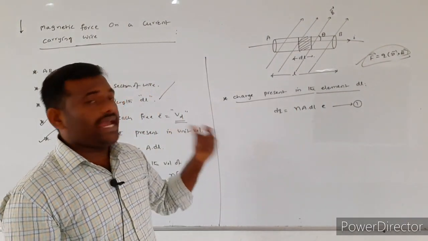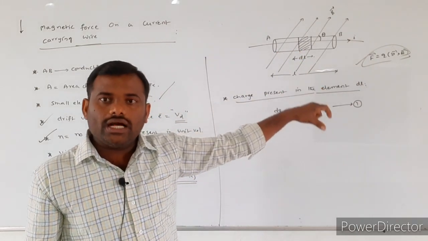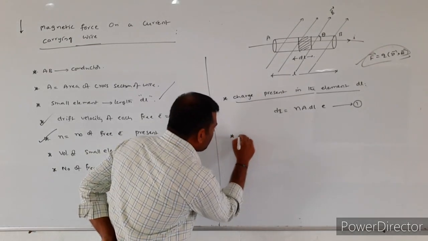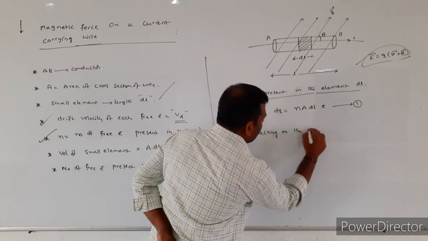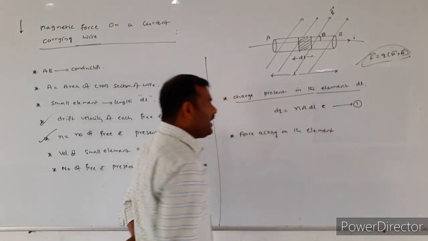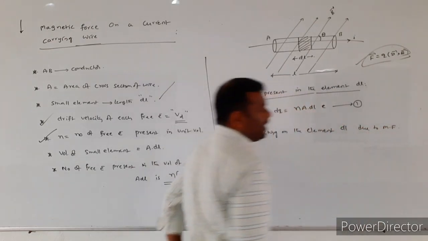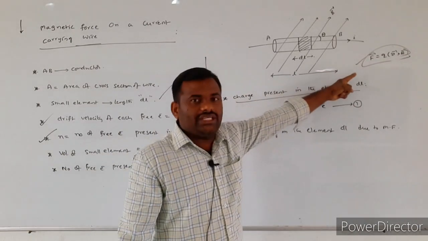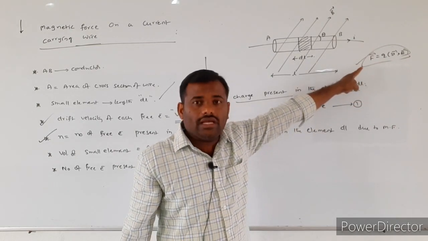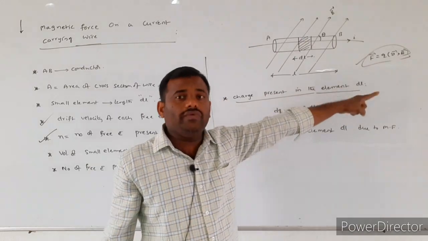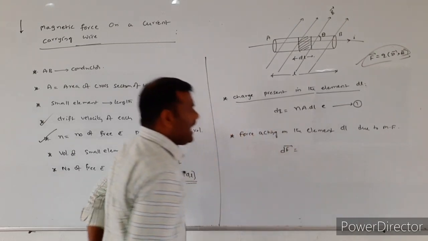Now I want to write the expression for the force acting on the element dl due to the magnetic field. So from the relation, F bar is equal to q into v bar cross B bar. What is the standard formula? F bar is equal to q into v bar cross B bar. I am taking the force as dF bar.